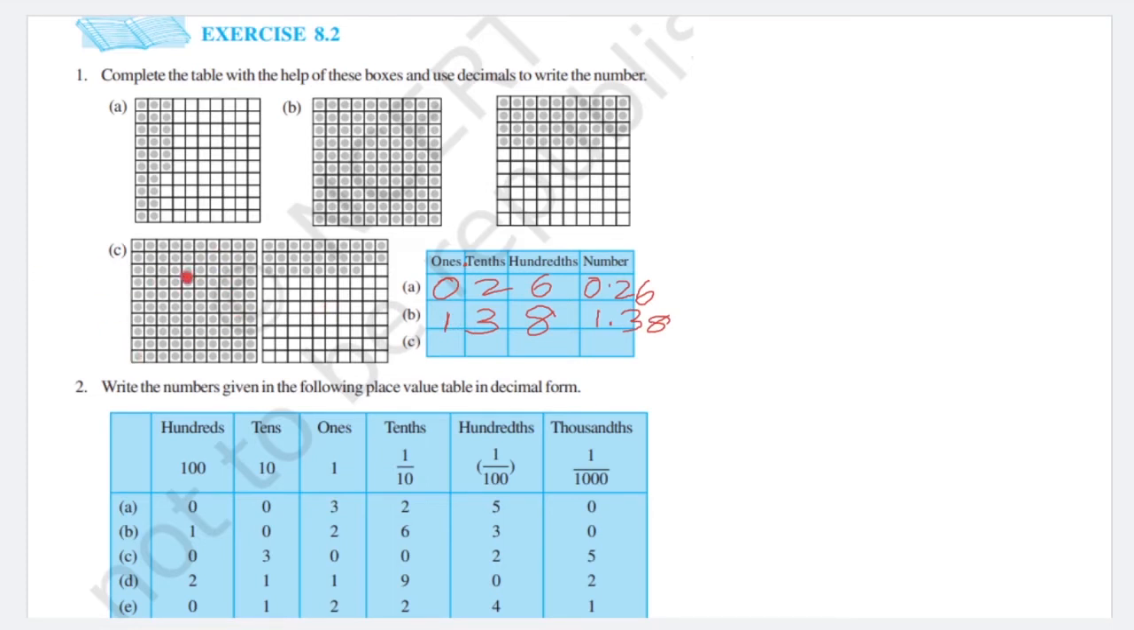Next one. So you have one complete. One's block is complete. So in the ones place you will write 1. Then here you have 2 rows completed, 2/10. Therefore here it is 2. And then here it is 8 again. So in the hundredths position you will write 8. The number will be 1.28.